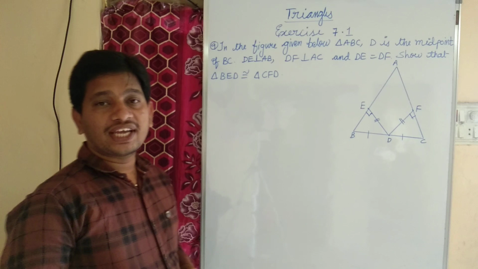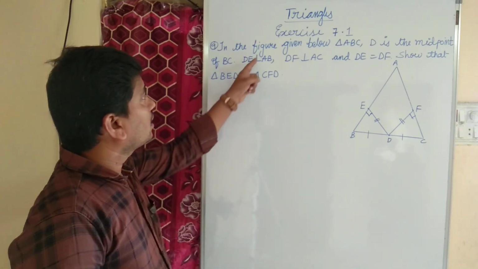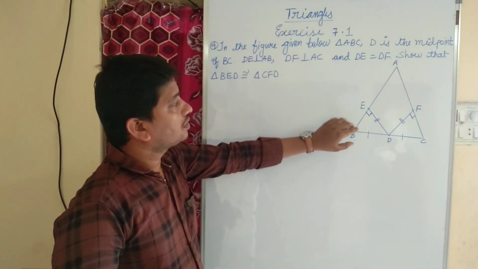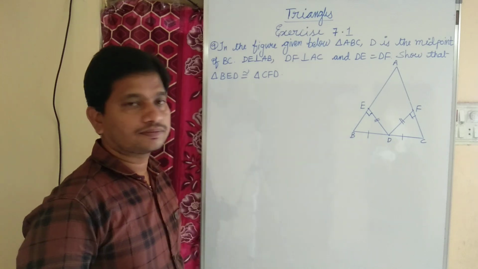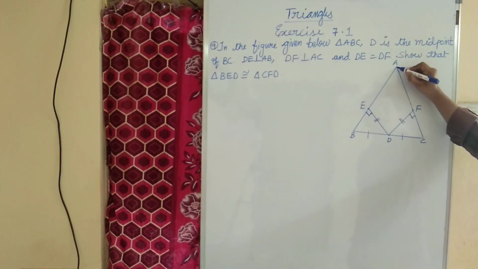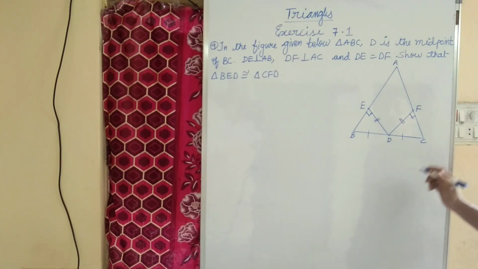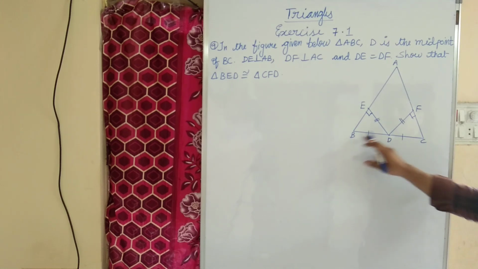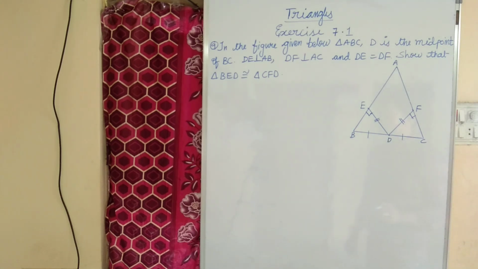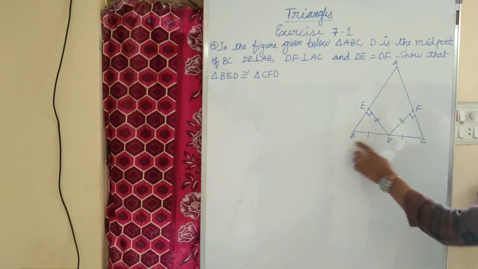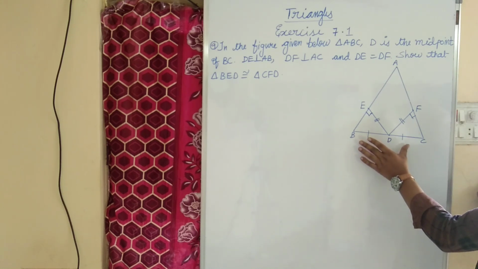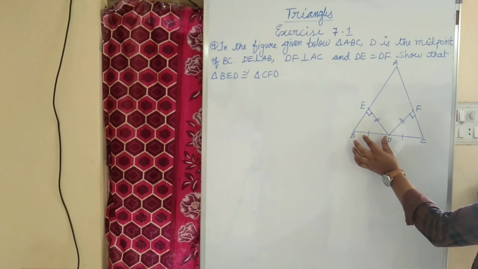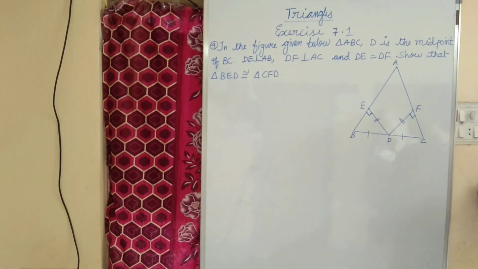Now coming to the ninth question. In the figure given below, triangle ABC, D is the midpoint of BC. I mean, it divides line segment BC into two equal parts. That is BD equal to DC.